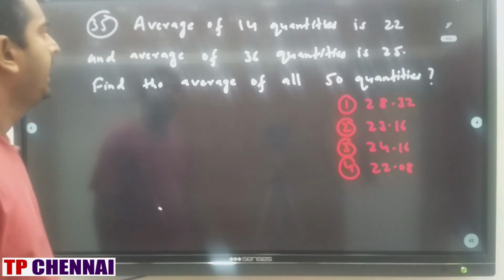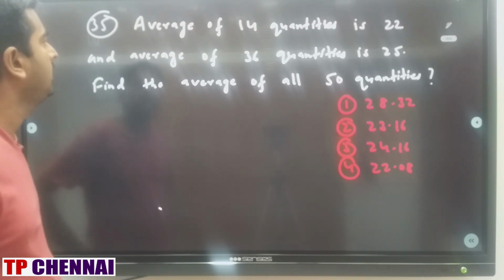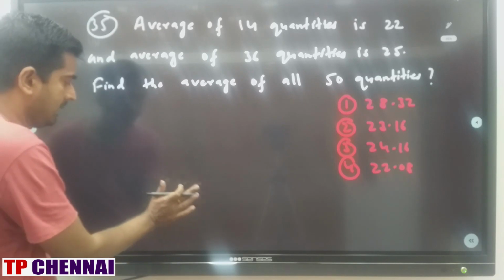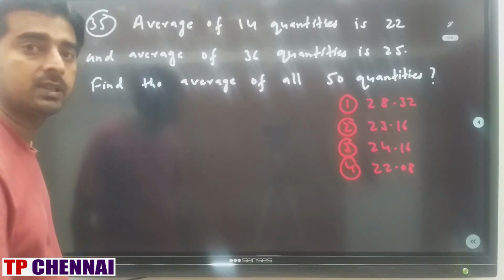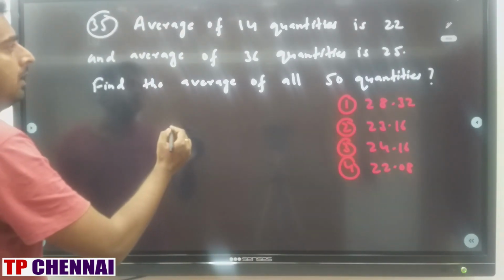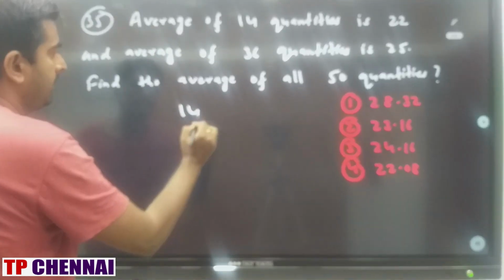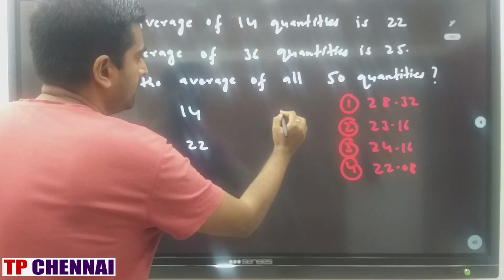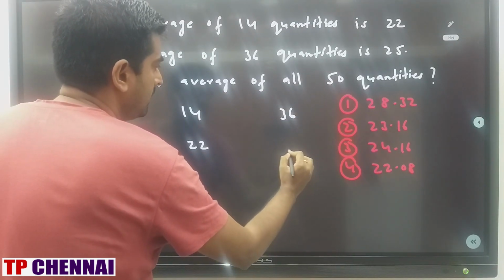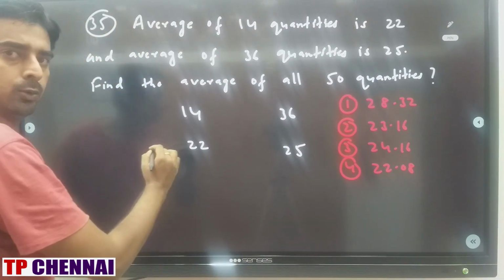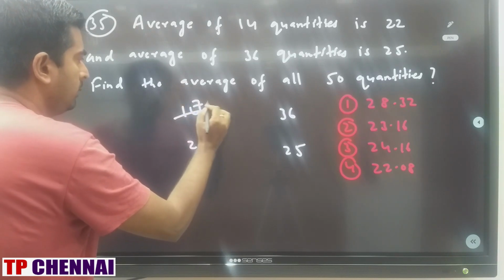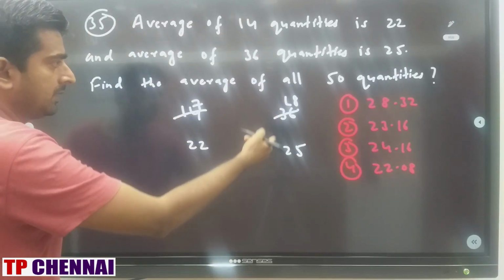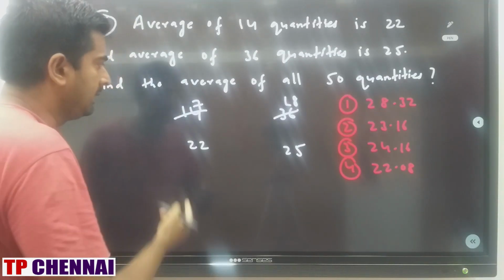Last question. Average of 14 quantities is 22 and average of 36 quantities is 25. Find the average of all 50 quantities. Right? We will see weighted average concept directly here. Quantity is 14. Average is 22. Quantity is 36. Average is 25. Right? So quantity we can cancel. 2 7s are 14, 2 18s are 36. N1 A1 plus N2 A2 divided by N1 plus N2.